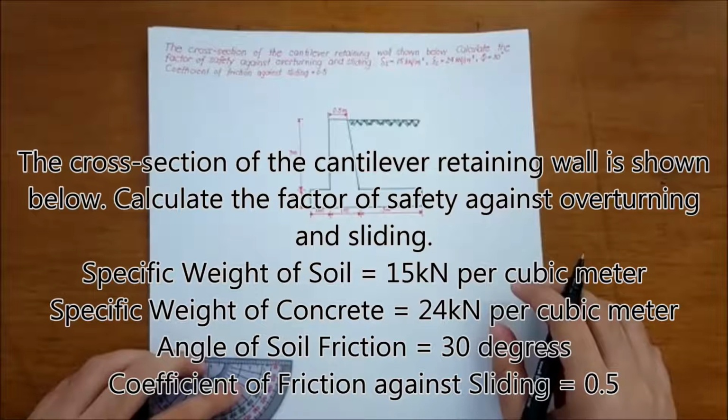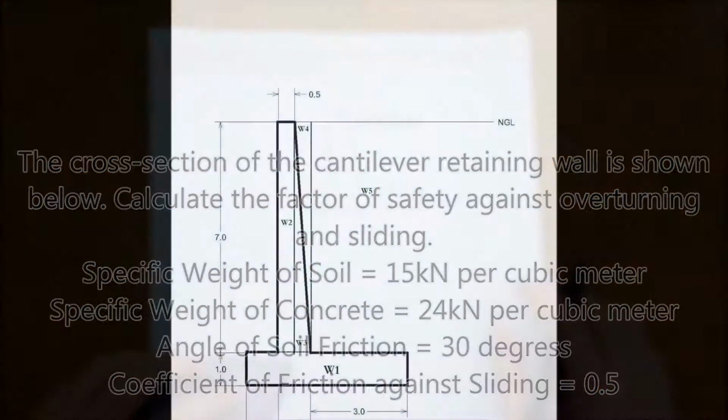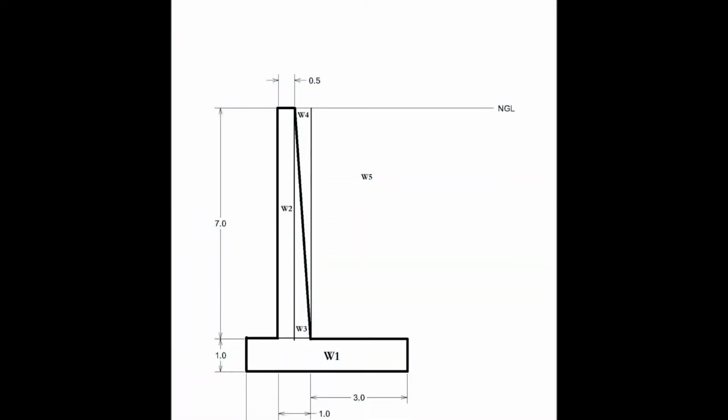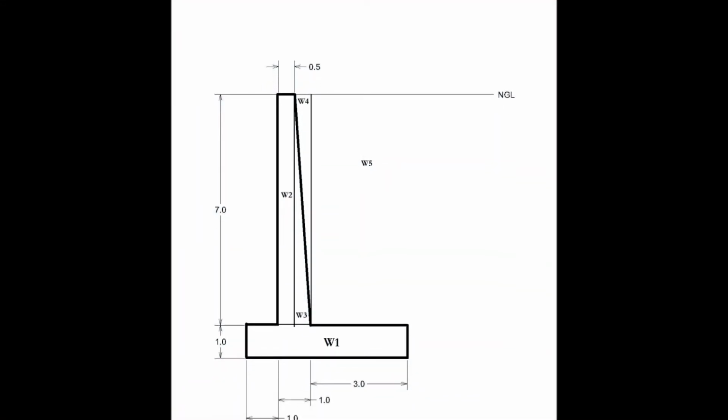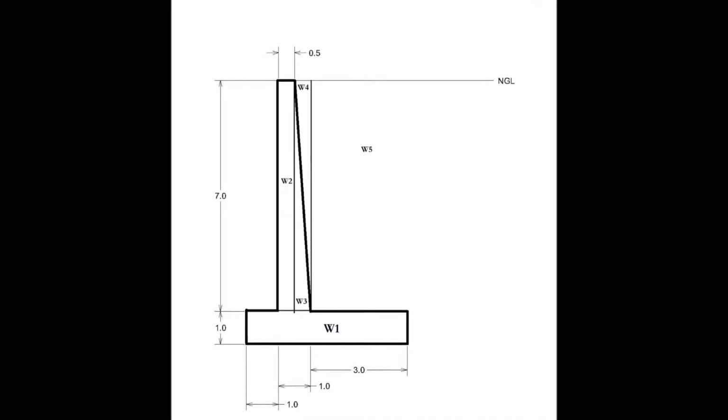Calculate the factor of safety against overturning and sliding. The specific weight of the soil is 15 kN per cubic meter and the specific weight of concrete is 24 kN per cubic meter. The given angle of soil friction is 30 degrees and the coefficient of friction against sliding is 0.5. The total height of the cantilever retaining wall is 8 meters and its total base is 5 meters, while the top width of the stem is 0.5 meters.